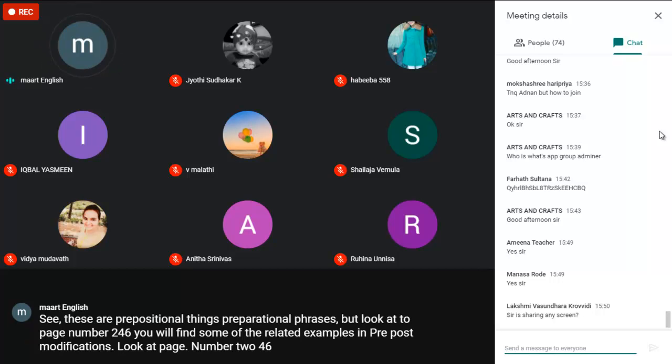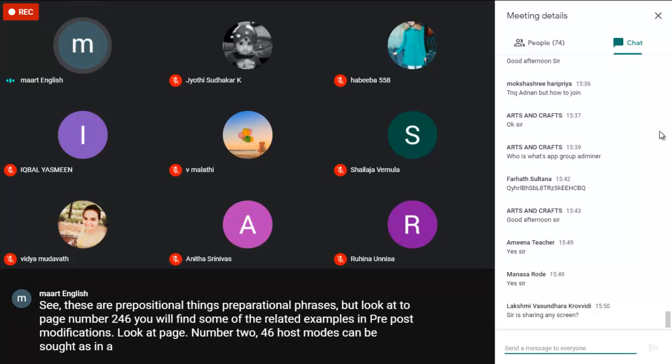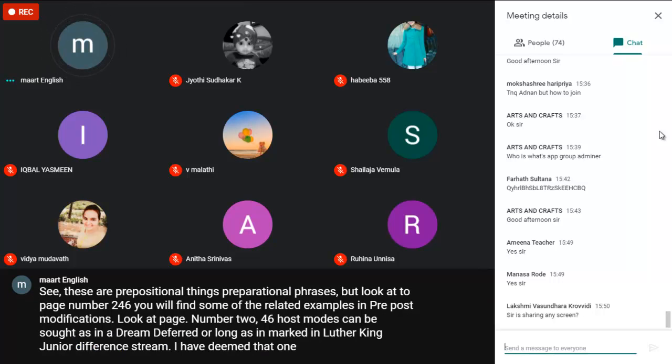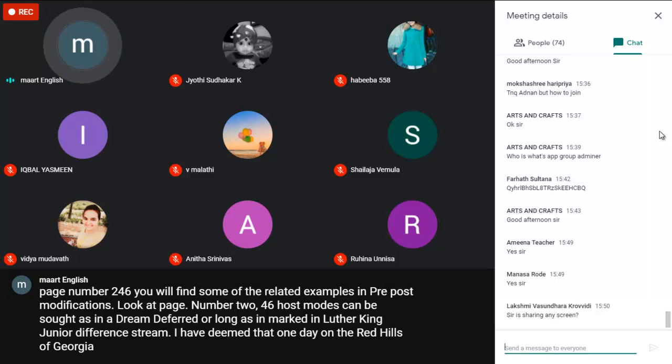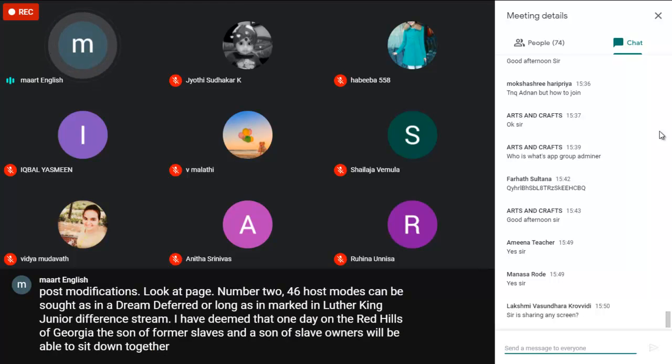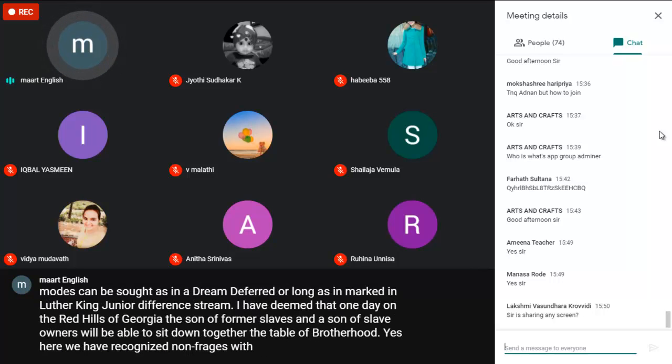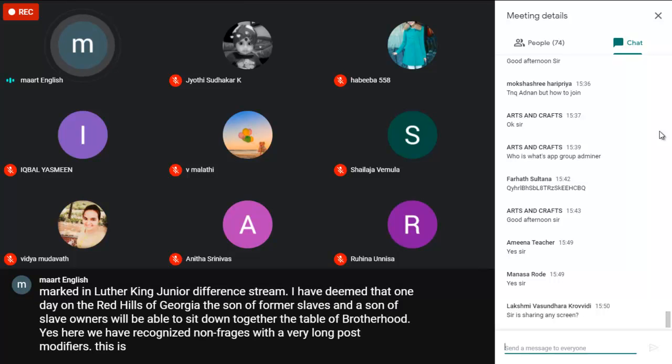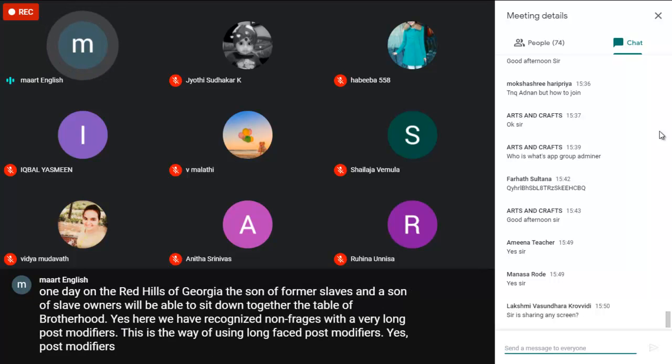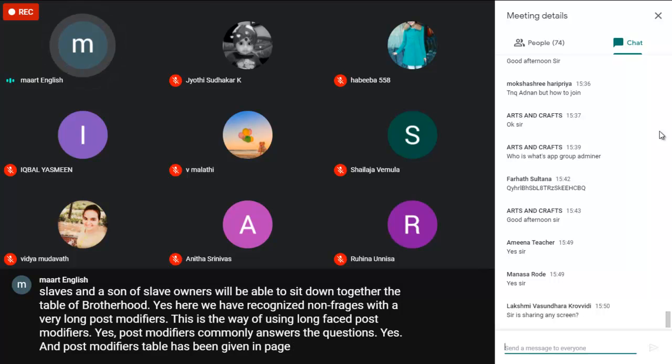Post modifiers can be short, as in a dream deferred, or long, as in Martin Luther King Jr.'s reference: I have a dream that one day on the red hills of Georgia, the sons of former slaves and the sons of former slave owners will be able to sit down together at the table of brotherhood. Here we have recognized noun phrases with very long post modifiers. This is the way of using long post modifiers. Post modifiers commonly answer WH questions, and the post modifiers table is given on page number 247.